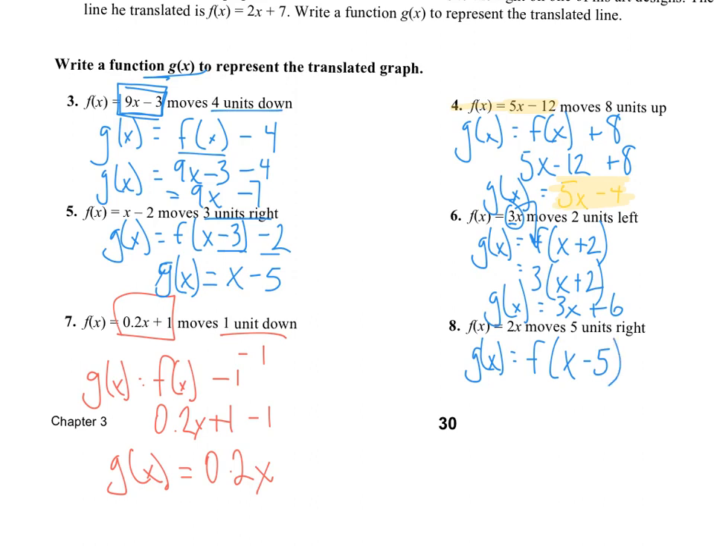Go ahead, substitute this 2 in where it goes, right here in front of the function. So g of x is equal to 2 times this x minus 5. And distribute, so 2x minus 10. All right, that's what g of x is equal to.